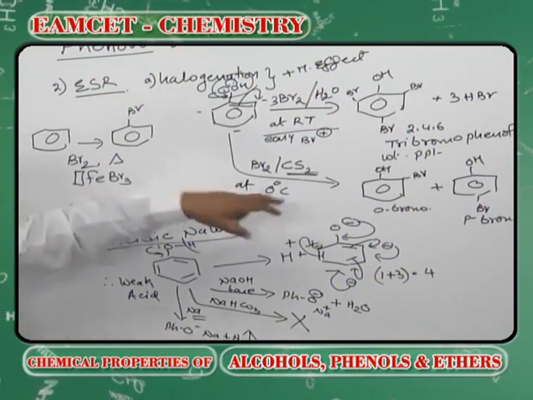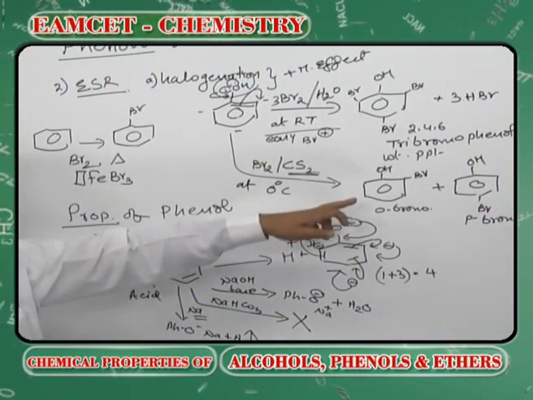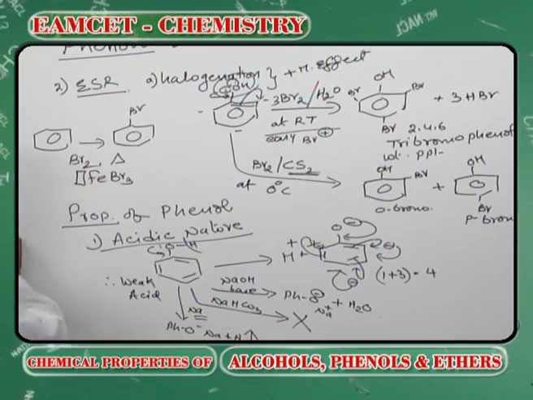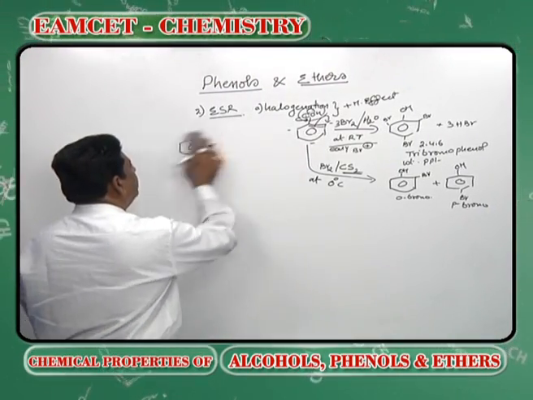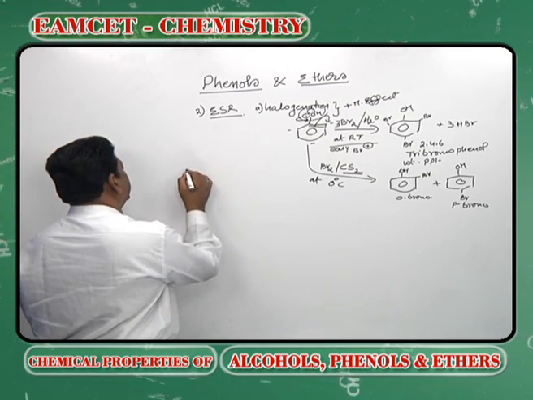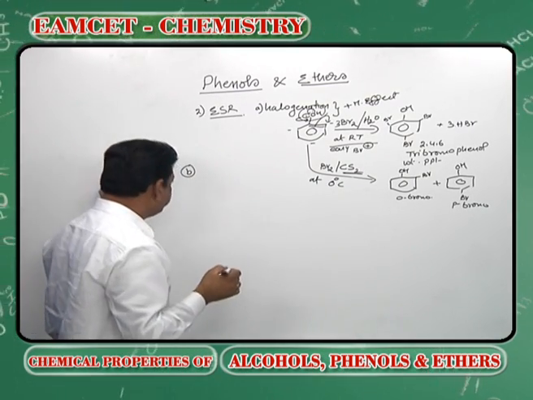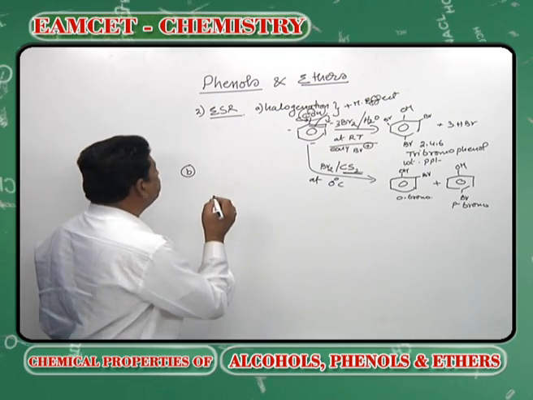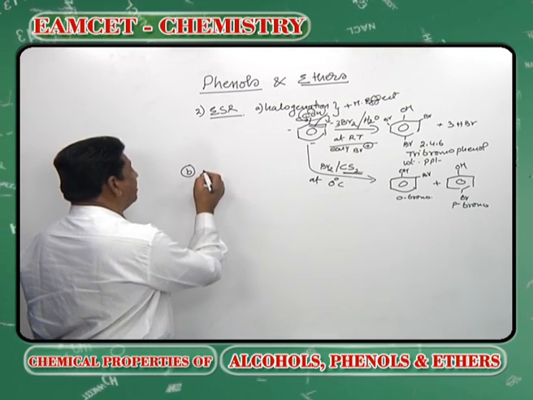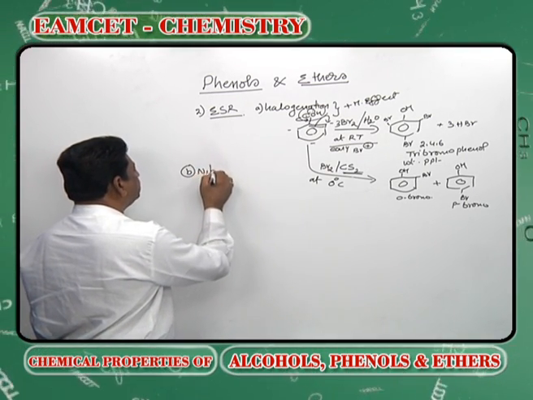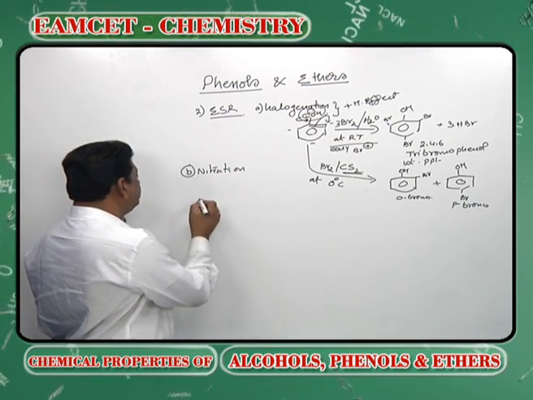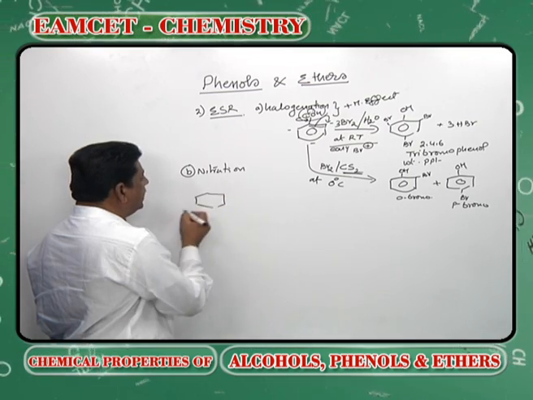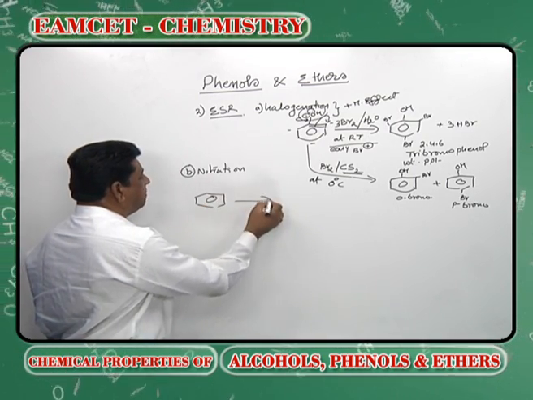If you control with low temperature and non-polar solvent, only 1 bromine is coming. For halogenation, it is the wonderful observation in the case of phenol that the phenol is very reactive. Right. Now, the second is nitration and sulfonation. You can take the nitration reaction. Phenol undergoes again a very easy nitration.